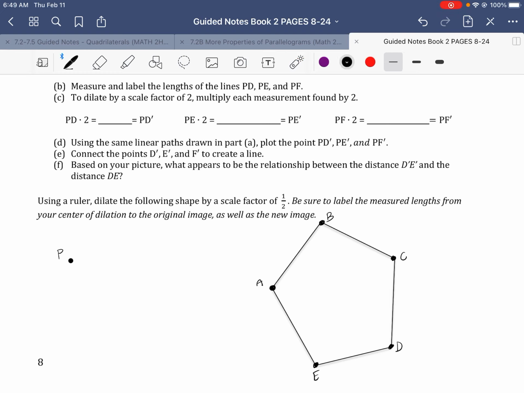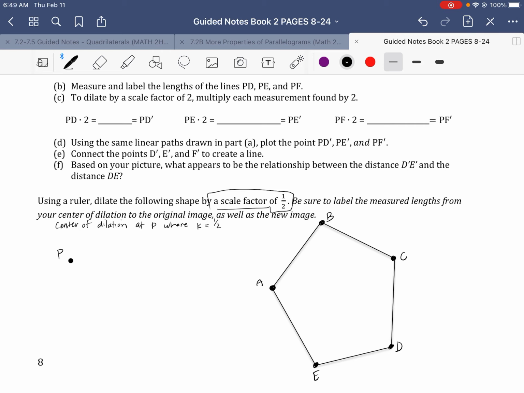Okay, so on this one, I don't think it tells you where to do it, so let's do the center of dilation at P, right? And it says with a scale factor of 1/2. Scale factor is generally used as a K value. So we're going to scale it by 1/2. And then maybe I'll do another one where I'm using a different center of dilation.